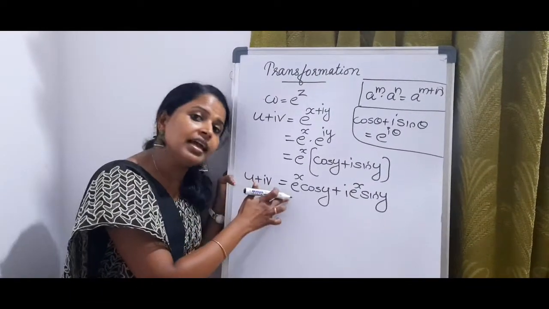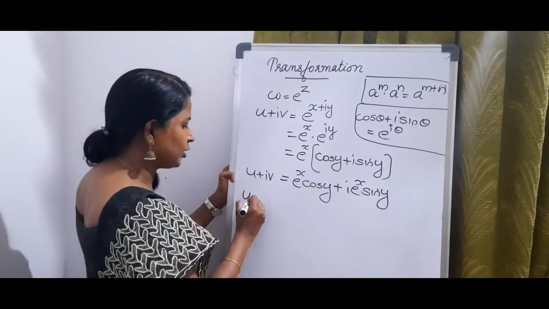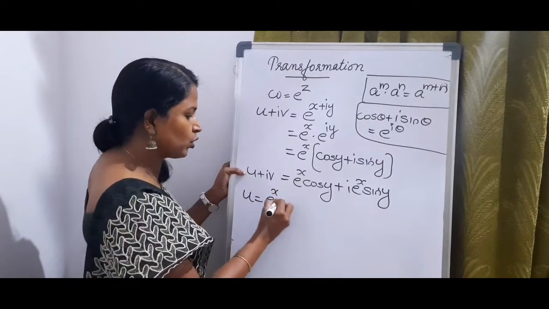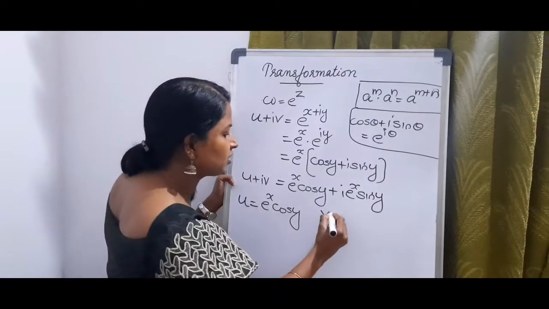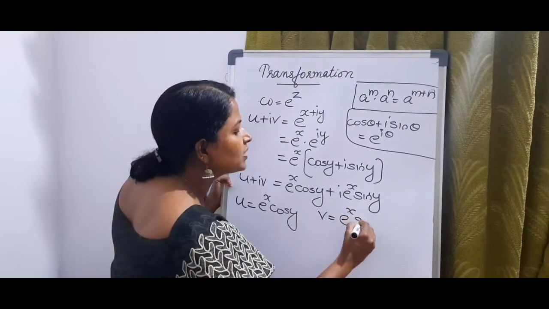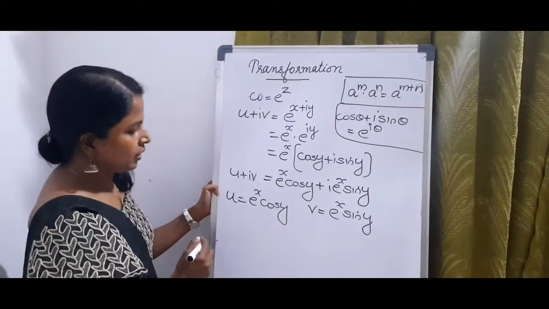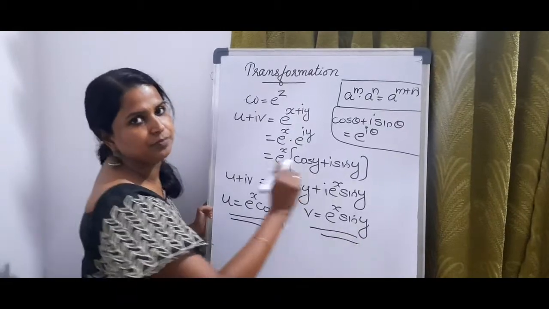Comparing the real and imaginary parts, the real part u is e raised to x into cos y, and the imaginary part v is e raised to x into sin y. This is u and this is v.